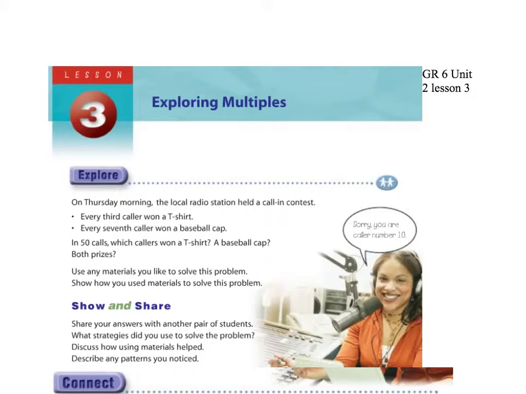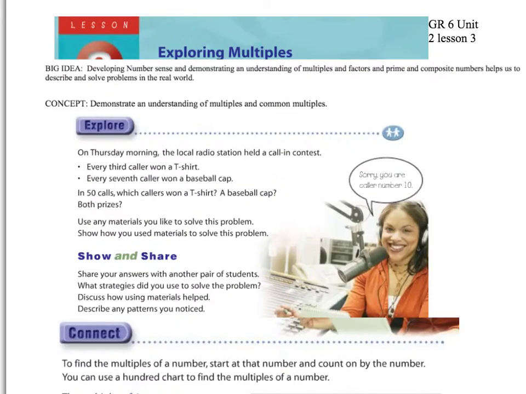All right, today we are moving on to exploring multiples. This is Unit 2, Lesson 3. All right, our big idea is developing number sense and demonstrating an understanding of multiples and factors, prime and composite numbers, helps us to describe and solve problems in the real world.